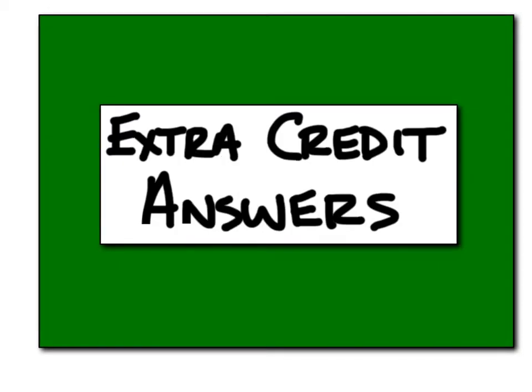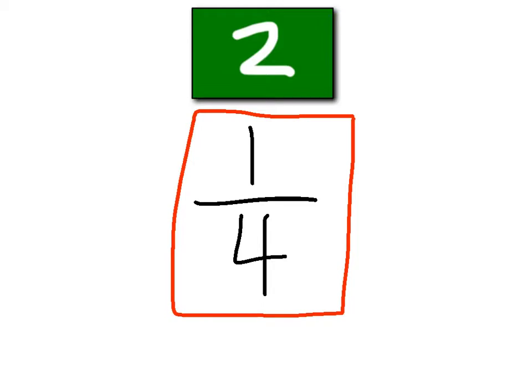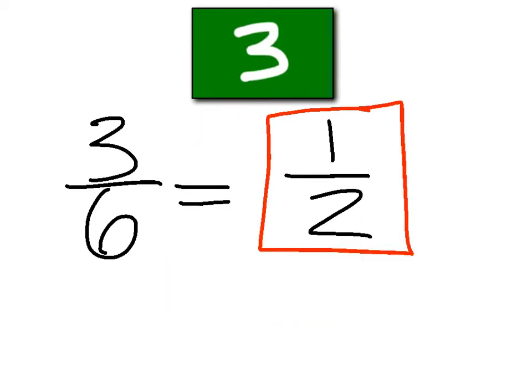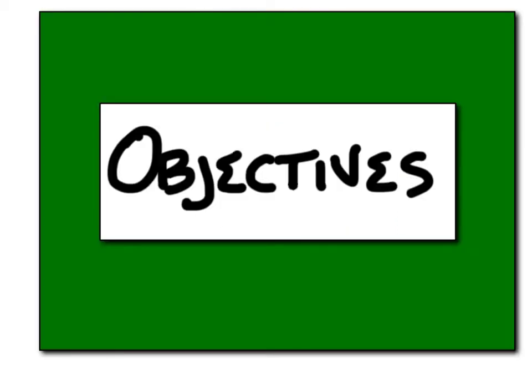Alright, if you have the extra credit answers, go ahead and bring them on up. Alright, number 1 should be -3, -8. Number 2 should be 1/4. 3 should be 1/2. Number 4 should just be 1.